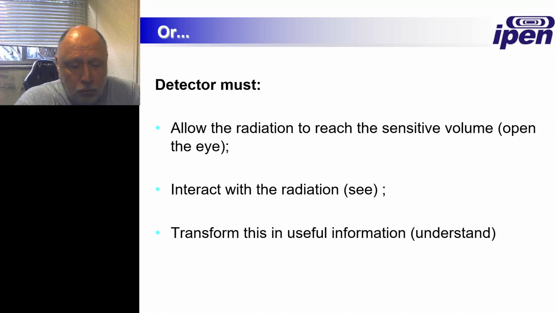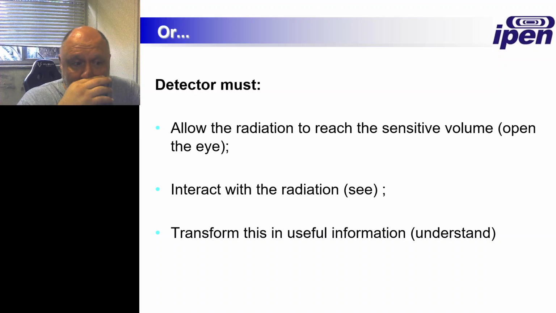This seems obvious, but it's not. Let's remember, for instance, alpha particles, which interact very strongly with even very thin solid matter. It's essentially clear that if you want to detect alpha particles, you can't have just anything between the source and the detector, right? That's why alpha detection is usually performed in vacuum, right, to open the eye.